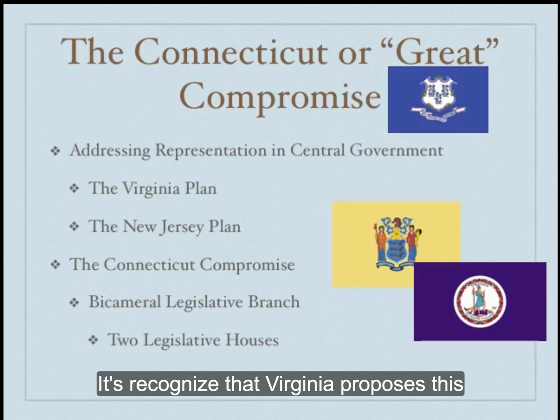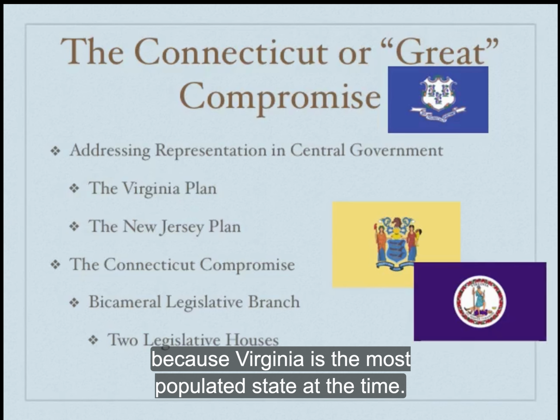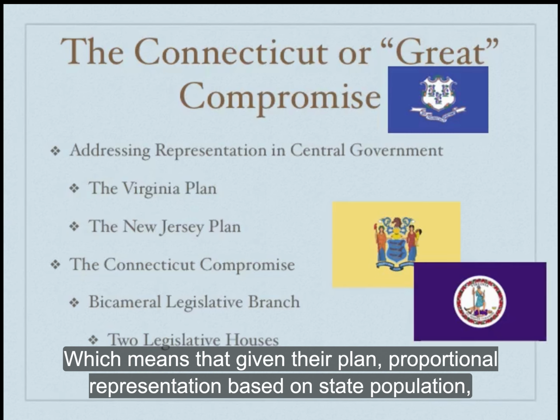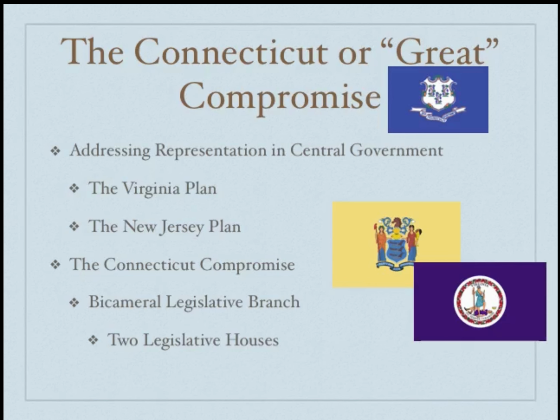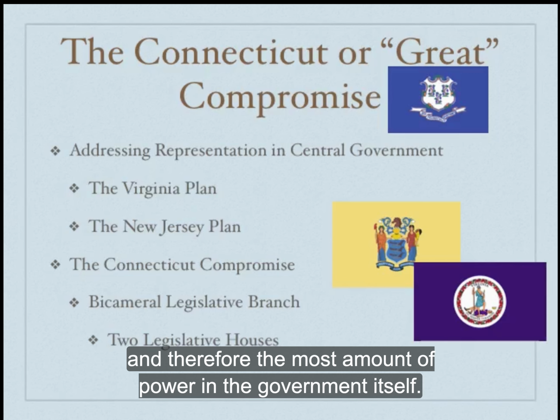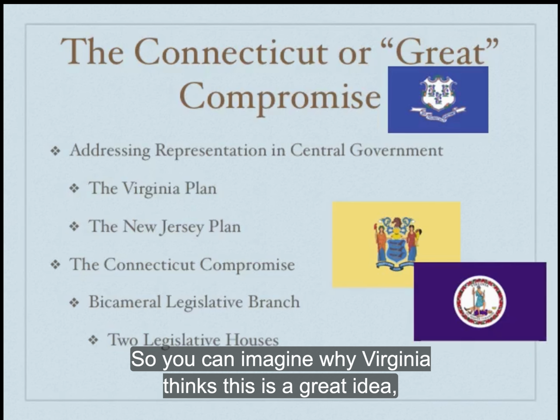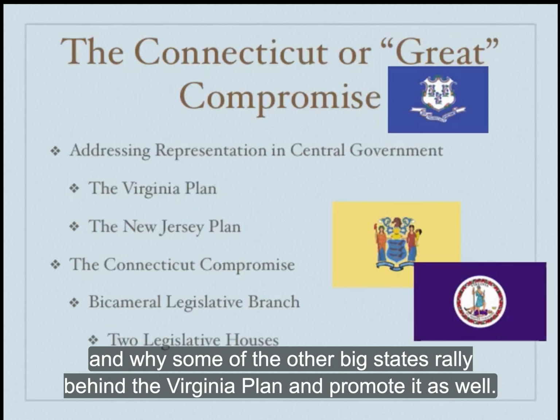It's recognized that Virginia proposes this because Virginia is the most populated state at the time, which means that given their plan, proportional representation based on state population, Virginia would get the most representatives in the central government and therefore the most power in the government itself. So you can imagine why Virginia thinks this is a great idea and why some of the other big states rally behind the Virginia plan and promote it as well.